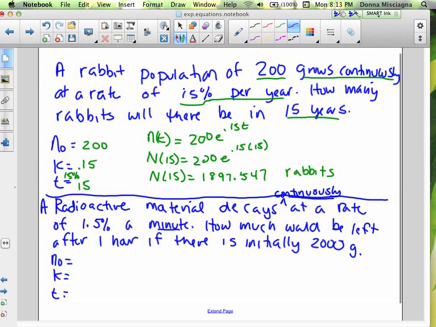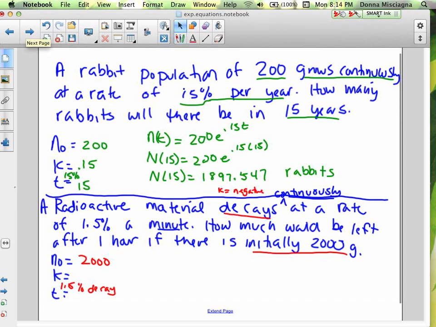All right, so our starting amount, there is initially 2,000 grams. So 2,000 is the starting amount. All right, we have 1.5%, but it is decay. So that means K here is going to be negative. Right, so when it's decay, K is negative. When it is growth, K is positive.